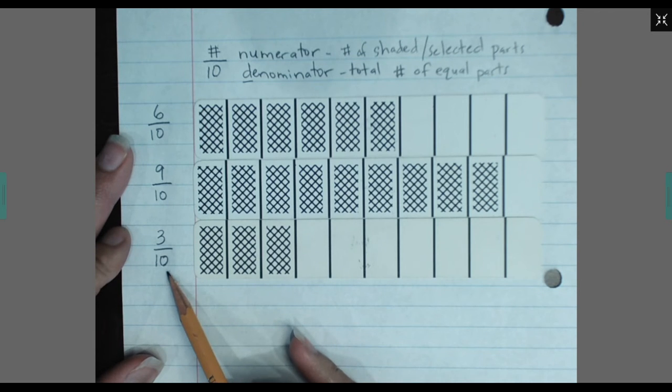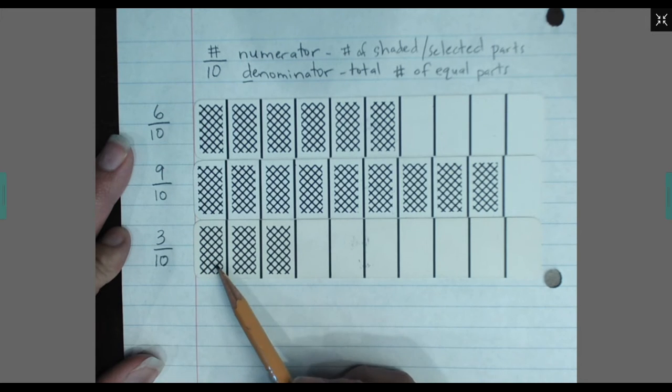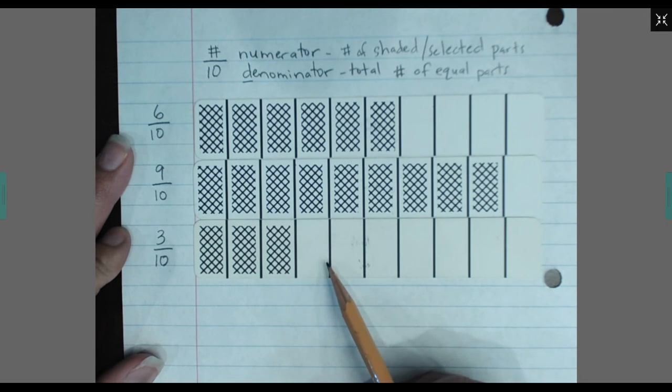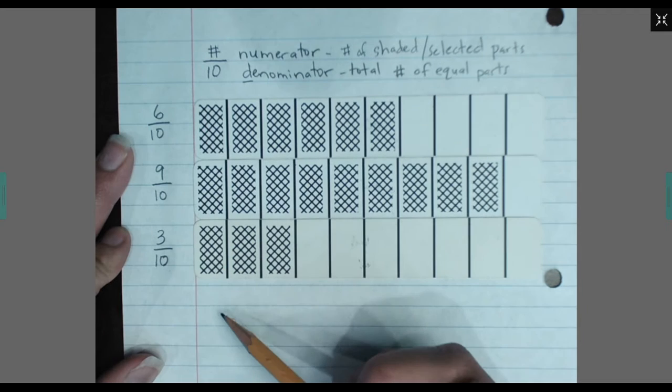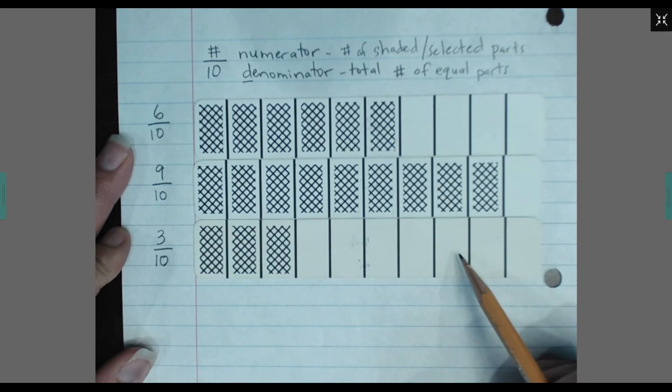So now we're going to compare them. They all have the 10 equal parts. That means that every single one of these equal parts, they're all the same size because each of these wholes are the same size. So now which one takes up more space? Which one is the biggest fraction?